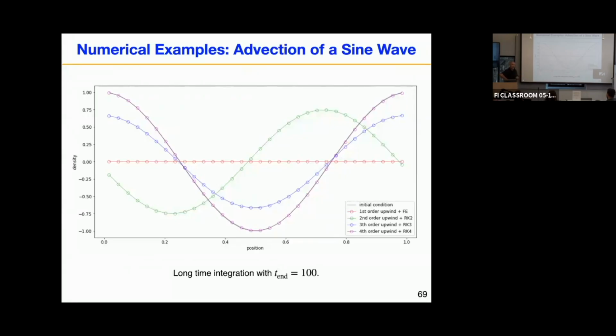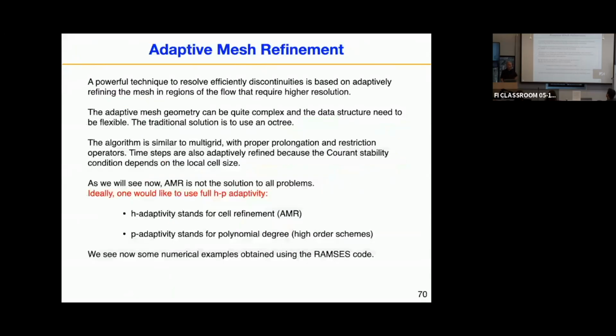So really the main added value of going higher order is for this long time integration of smooth solutions. For discontinuities, actually, there is a better technique called adaptive mesh refinement. Right? And I think you're going to see a lot of examples this week. So the idea is to refine adaptively the grid so that you don't have a uniform grid anymore, but you put more cells where your solution requires it.